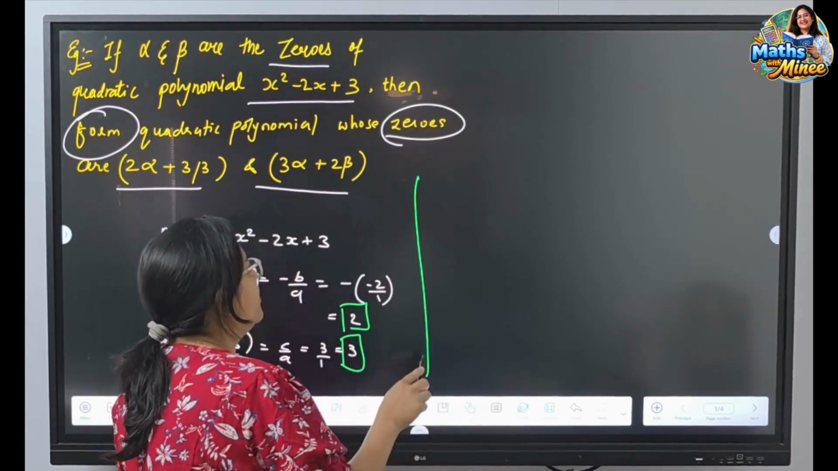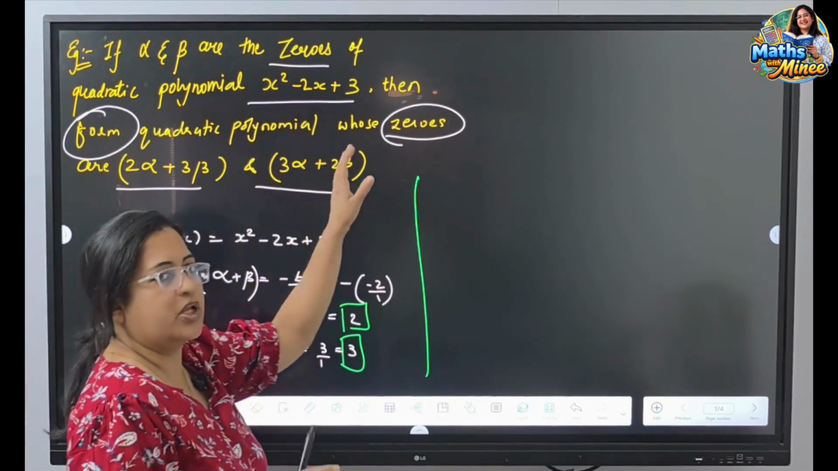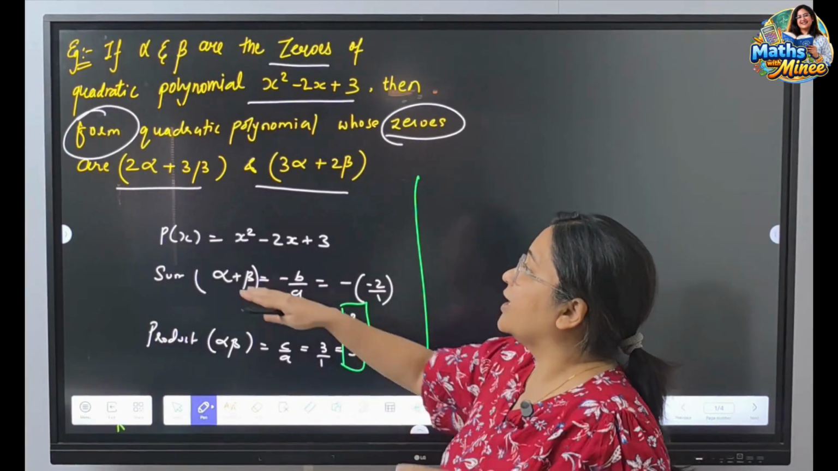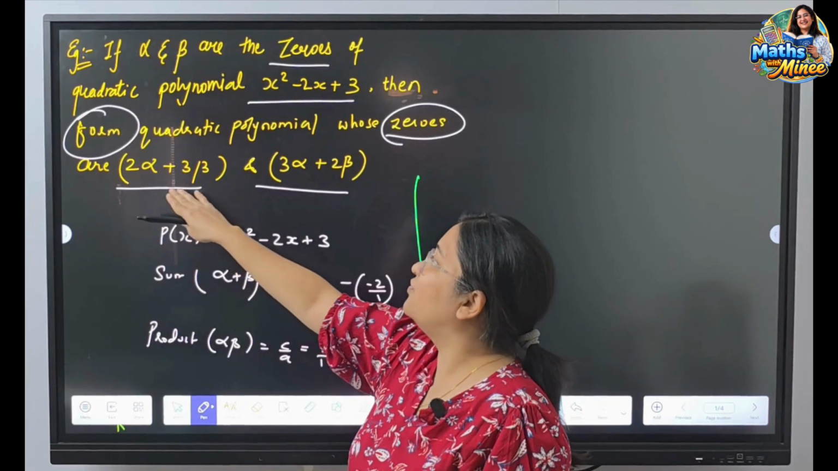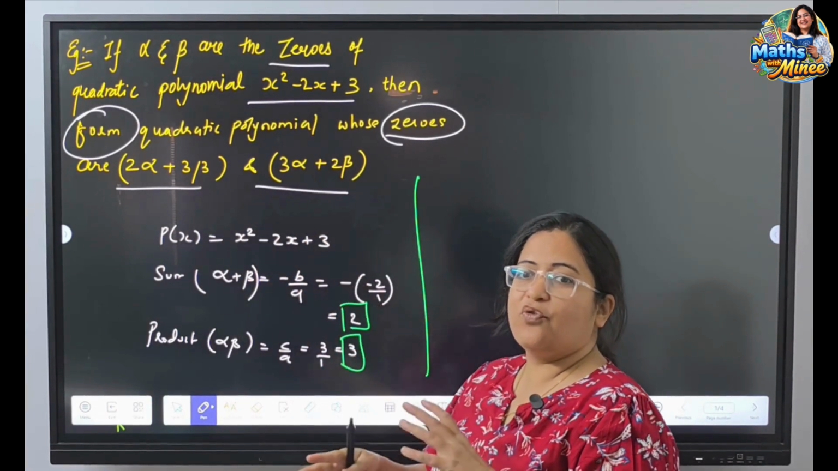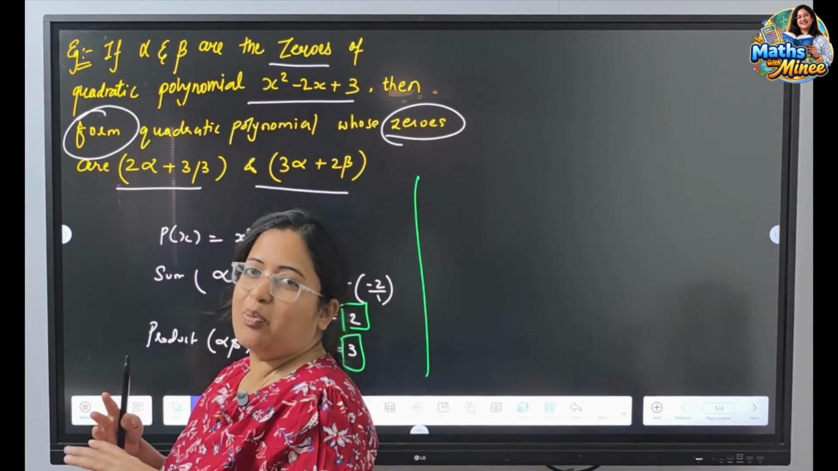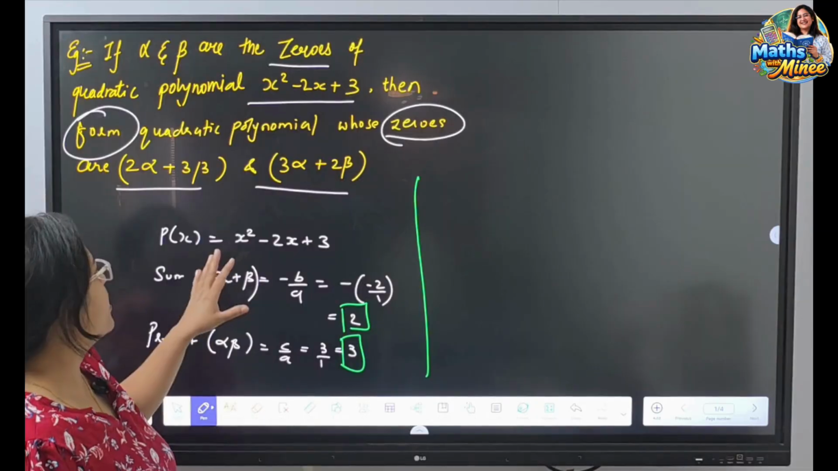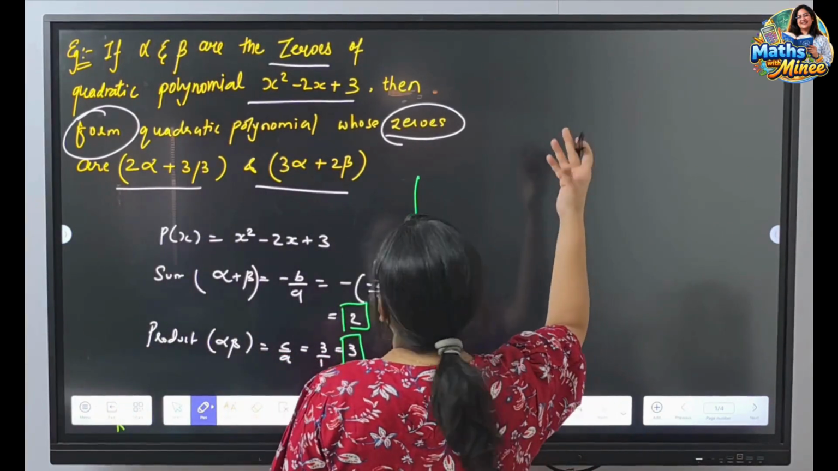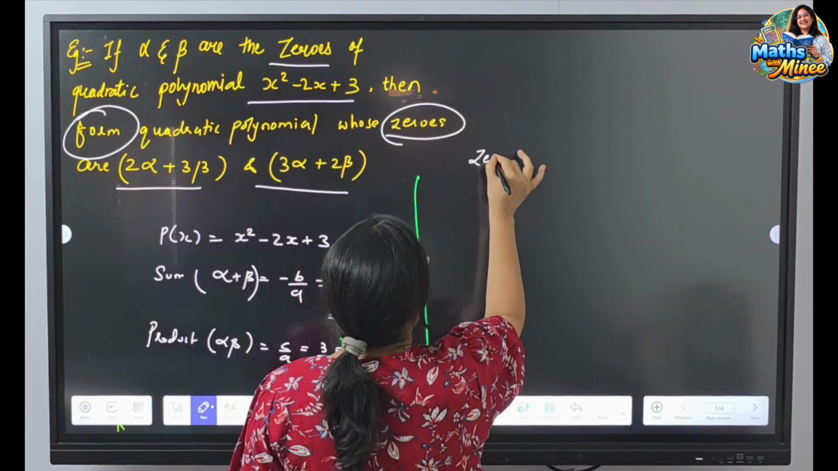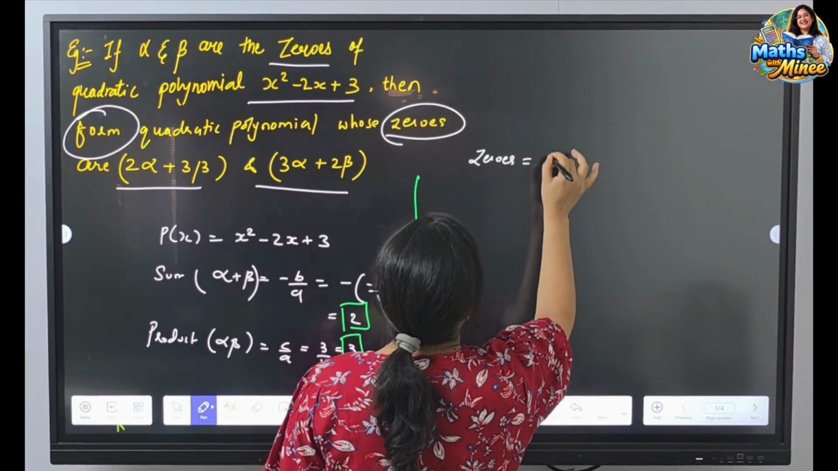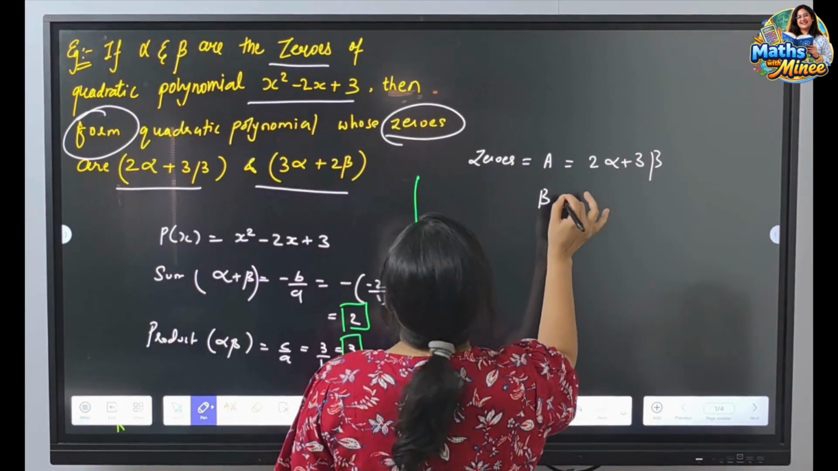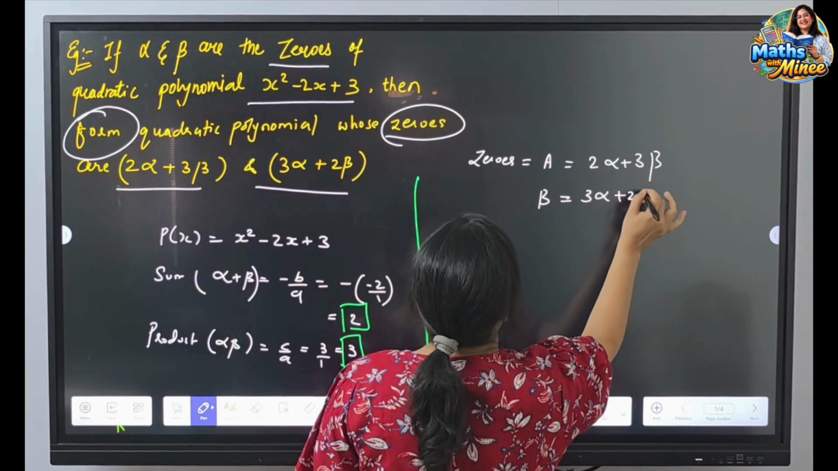Now what do we want? We want to make a new quadratic polynomial whose zeros are already given. Because if you observe, here they have given you alpha and beta. So if you want to make a quadratic polynomial, we do not want it in the form of alpha and beta. So what we will do, let us say if they are the zeros, let us say a is 2 alpha plus 3 beta. Let us say b is 3 alpha plus 2 beta.